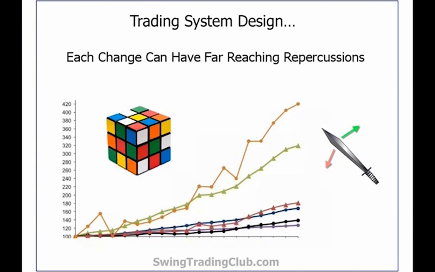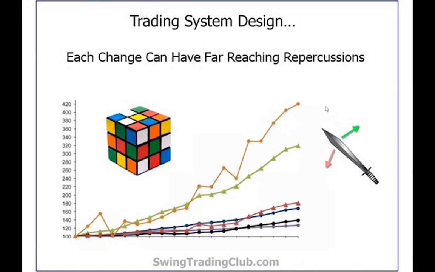So this is why system design is, coming up with a good setup is not that difficult, but everything that comes after it is where things have to integrate and things get a little bit difficult. So, it's like a Rubik's Cube. You change one thing, it screws up another.